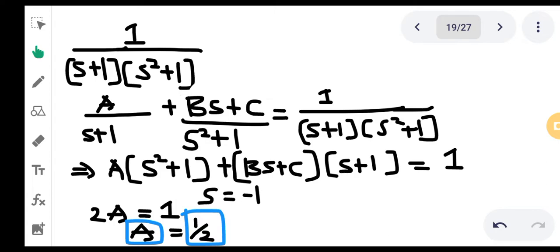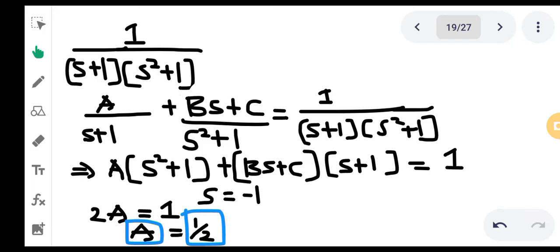Okay, so we are just going to use the cover-up rule to solve for the values of A, B and C. After that, we find the Laplace inverse of those terms, and that will become the answer. So we just cross multiply. Your A will multiply (s squared plus 1), then your (s plus 1) will multiply (Bs plus C). Okay, so it is equivalent to 1.